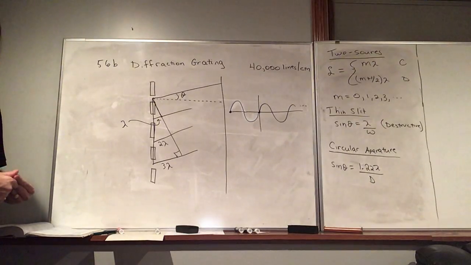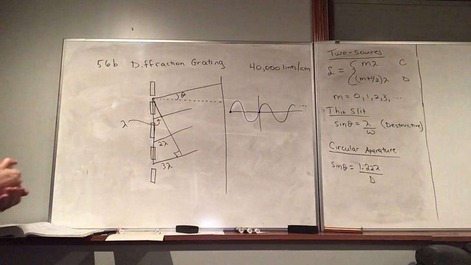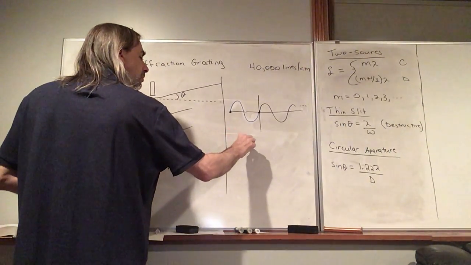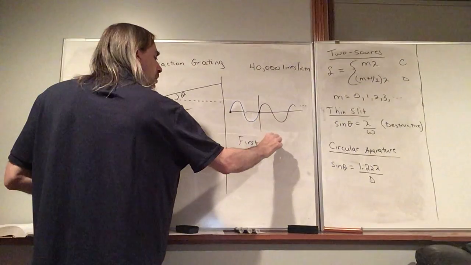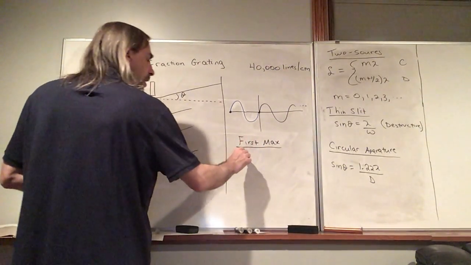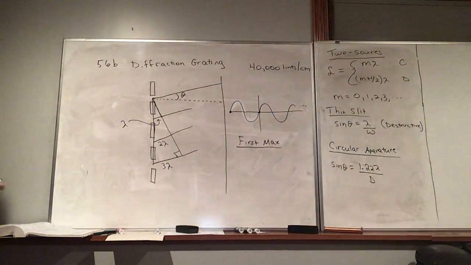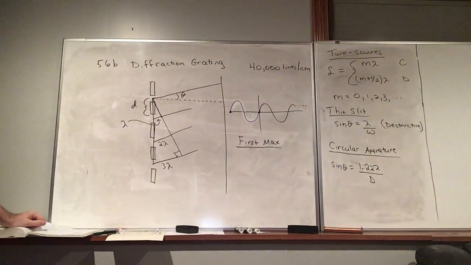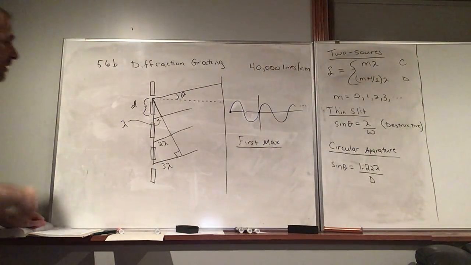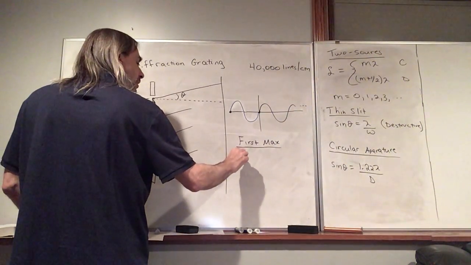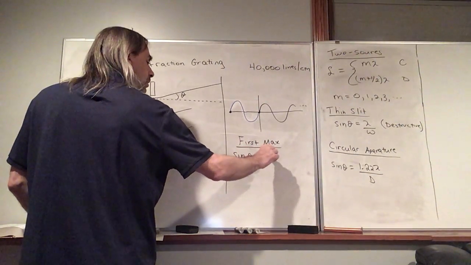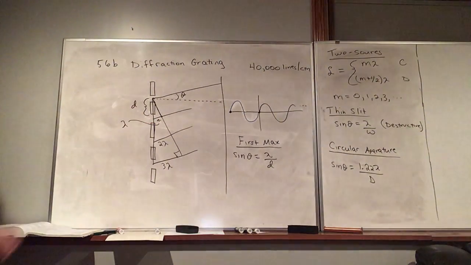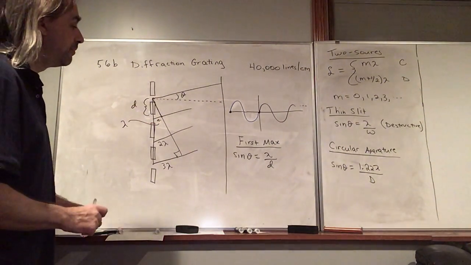without changing the phase. Okay, so the condition for our first maximum, let's say D is the separation between the 2 adjacent slits. Then what we have is sine of theta equals lambda over D. So just from looking at the triangle.